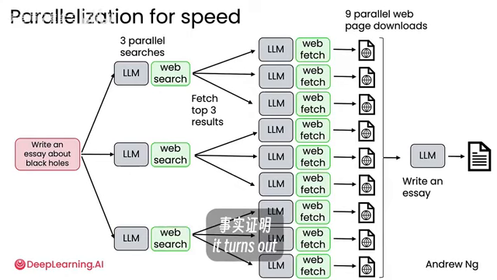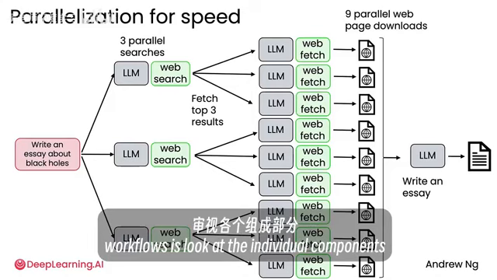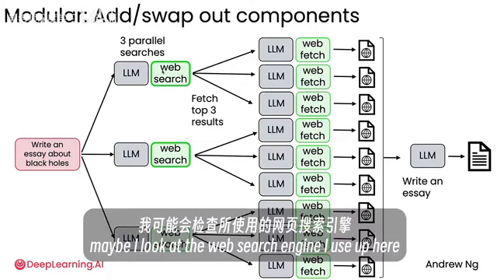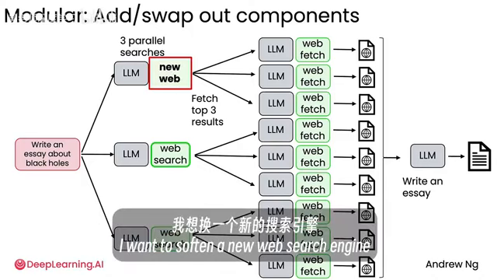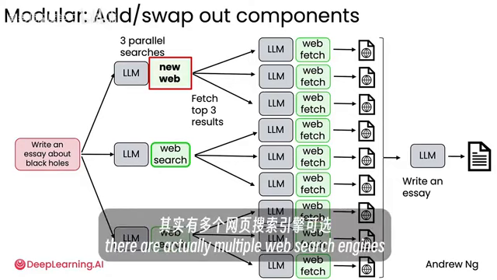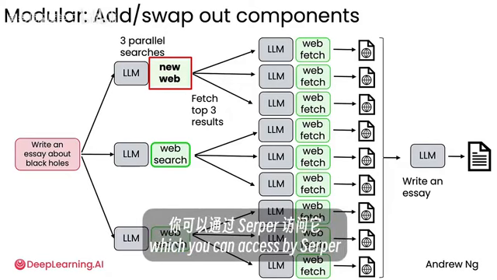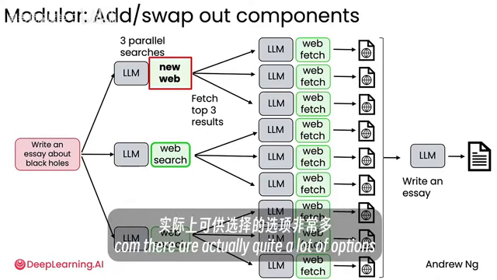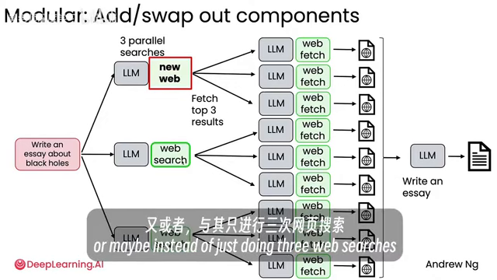To build on this example, one of the things I often do when building agentic workflows is look at the individual components like the LLM and add or swap out components. So for example, maybe I look at the web search engine I use up here and I might decide that I want to swap in a new web search engine. When building agentic workflows, there are actually multiple web search engines, including Google, which you can access via Serper, as well as others like Bing, DuckDuckGo, Tavily, You.com. There are actually quite a lot of options for web search engines designed for LLMs to use.